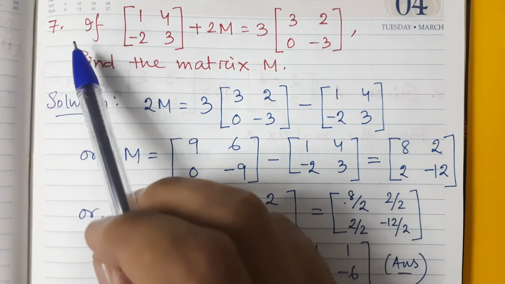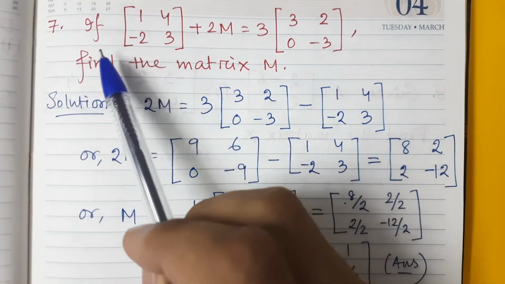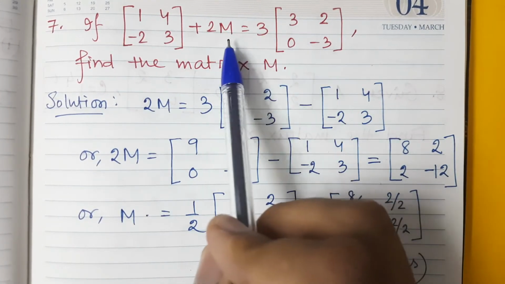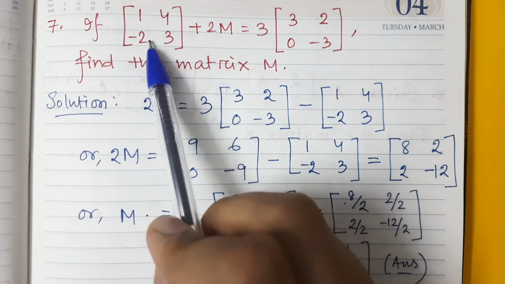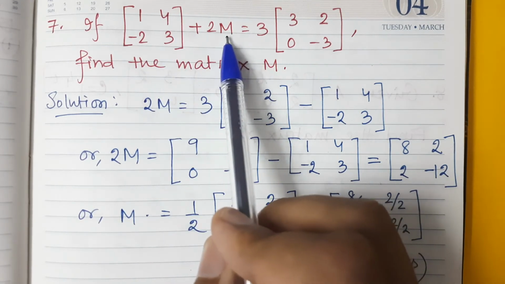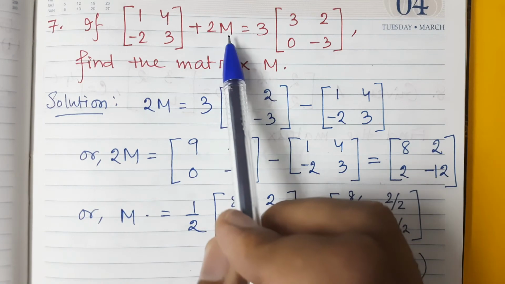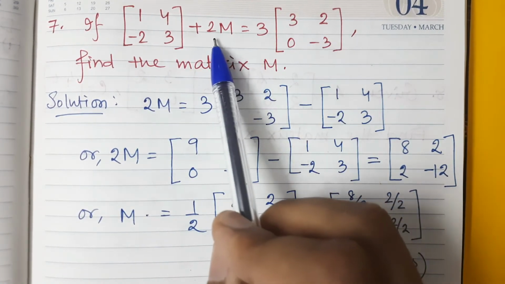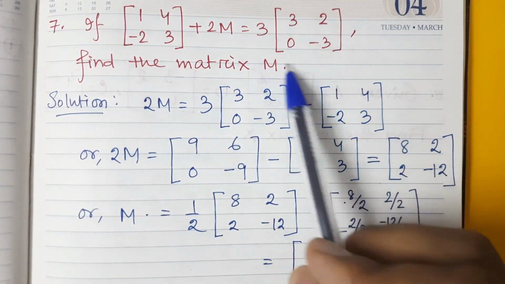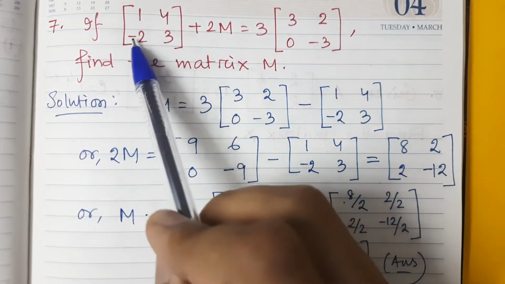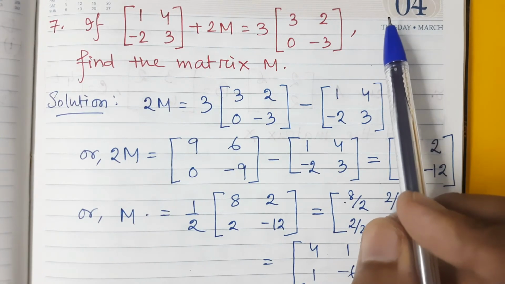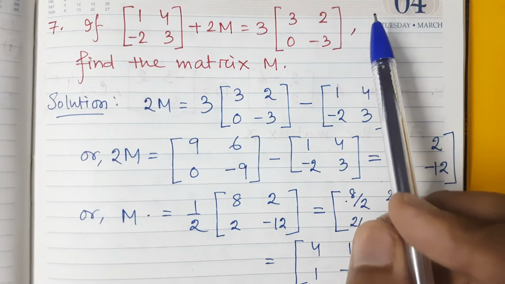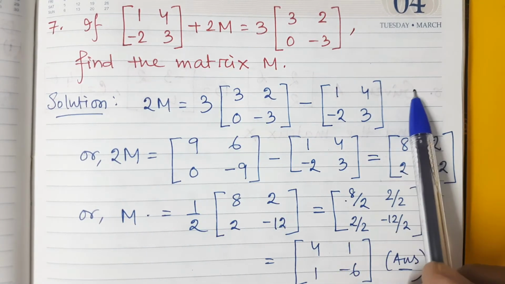Now this is problem number 7. So here given that this equation, see here in this equation matrix is there, also one quantity M is there. You need to find this quantity M. Okay, so from this equation we can write that 2M equal to 3 into this matrix minus this matrix, isn't it? We are just putting this matrix on this side of this equation. Okay, so it is here.